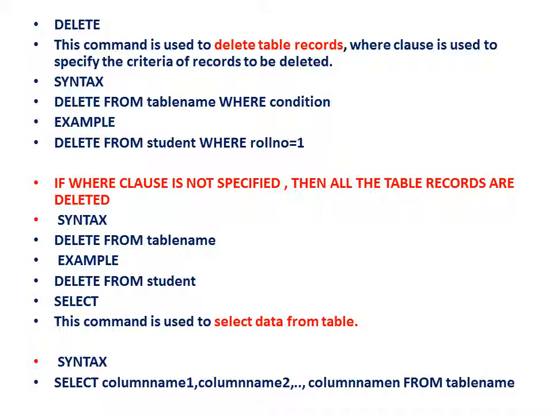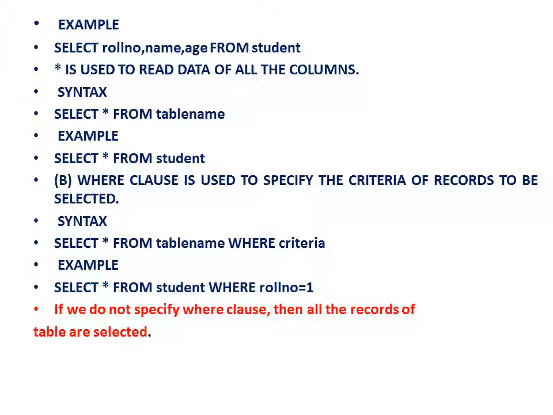The select command is used to select records from a table. The syntax is: select column 1, column 2, up to column n from table name. In this example, the select command is used to select roll number, name and age from the student table.